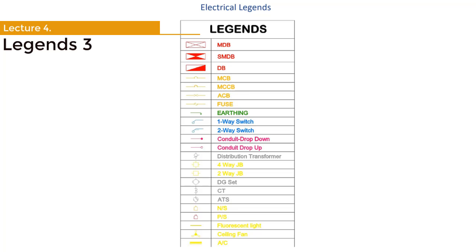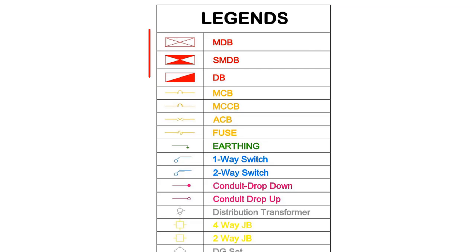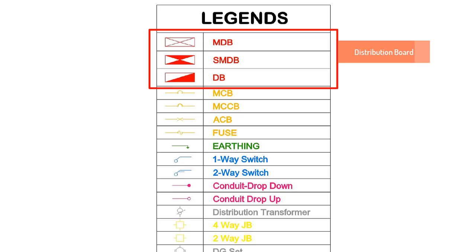Now starting with the legends. First we are categorizing these symbols, and every category will be associated with a different layer. Let's suppose here we have main distribution board, sub-main distribution board and distribution board. These three equipments will be considered as one category, distribution board, and this category will be associated with one separate layer.